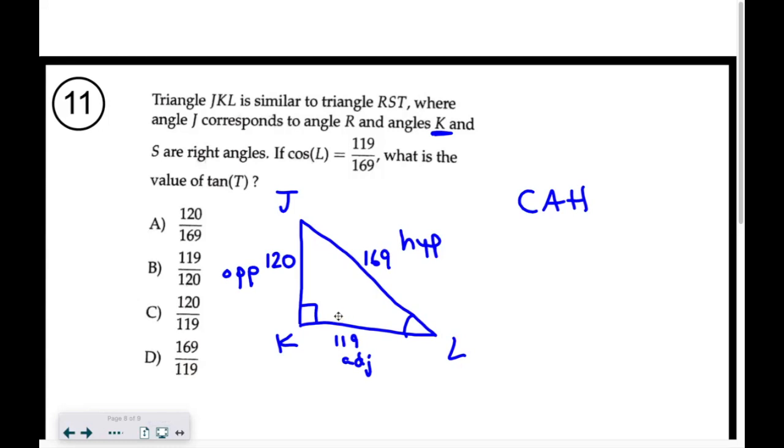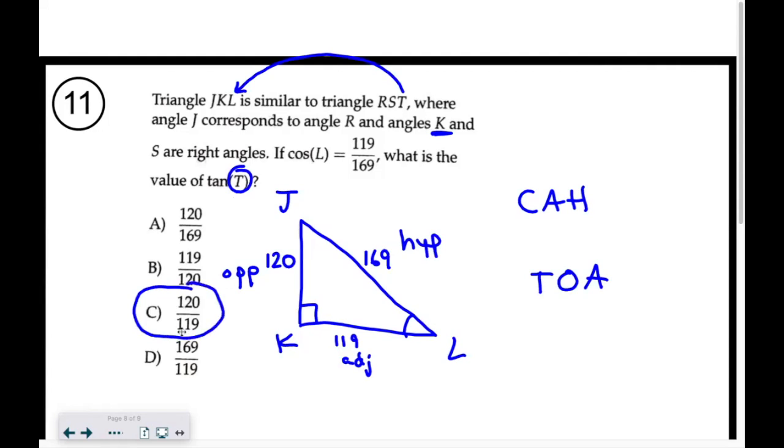Now, here's the really important part. Don't worry about the similar triangle. If they want us to find the tan of T, just know that T is the last letter and T goes with L. So asking for the tan of T is the same as asking for the tan of L. And let's remember tangent is TOA. That's the opposite over the adjacent. So that's 120 over 119, which is letter C.